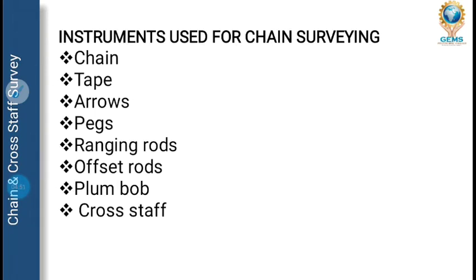Next, what are the instruments used for chain surveying? It's very simple: chain, tape, arrow, pegs, ranging rod, offset rod, plumb bob, and cross staff. So these are the instruments used while doing chain surveying. So in this lecture we are only discussing the basic topic of chain surveying. In the next lecture we will be dealing with how we do chain surveying. So the basics of chain surveying, let's move into the next slide.